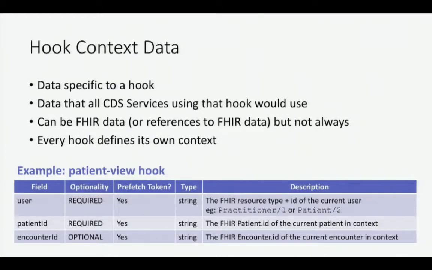So I already talked a bit about hook context data. This is a bit of a refresher, but you can see here that when we define a hook within CDS Hooks, you define, amongst other things, what context values, and you define each field, whether or not it's required or optional, the type of the hook context, and then a description for it. The hook context values don't have to reference FHIR data, but they certainly should if it makes sense. But you can pass anything within this JSON structure here.